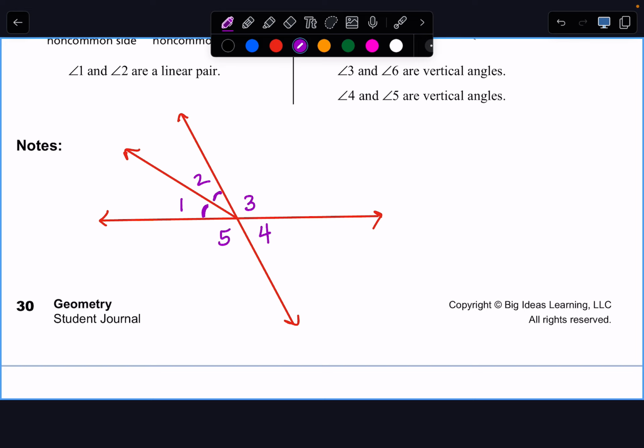Okay, so without writing anything down, I want you to talk at your table about all the things that you know about the measure of certain angles. Like, are there certain angles that are the same measure? Why? Are there certain angles that add up to be something? Why? Talk about all the conclusions you can draw from this picture. Ready, set, go.